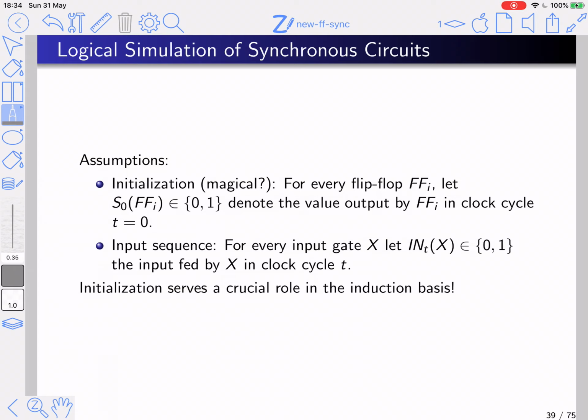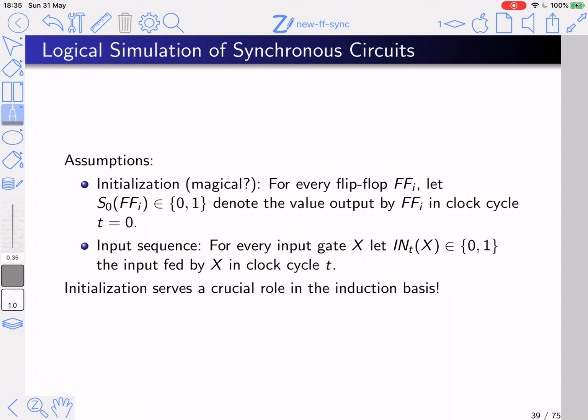One of the main advantages of following the definition of synchronous circuits is that their functionality is well defined. Okay, so let's make a few assumptions to help us understand the functionality of a synchronous circuit. The first assumption is initialization. At this point, we will regard initialization as a magic thing. And what initialization tells us is that for every flip-flop, FFi, we have an initial value, a bit, that denotes the value that is output by the flip-flop in clock cycle 0.